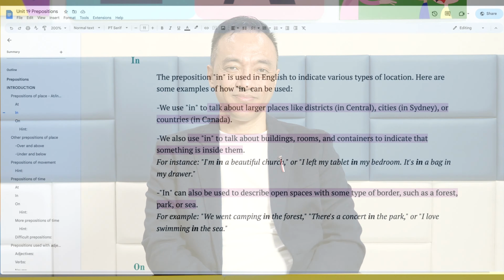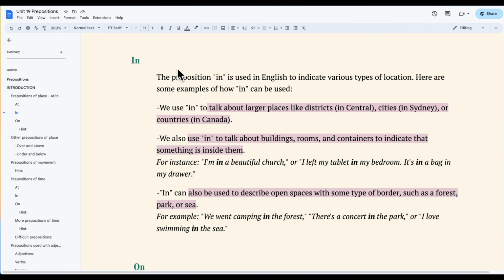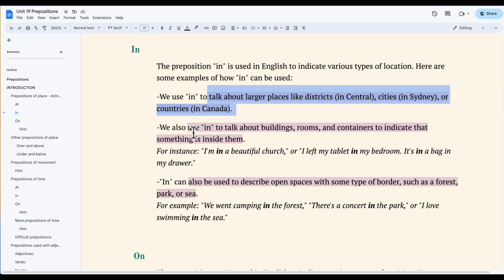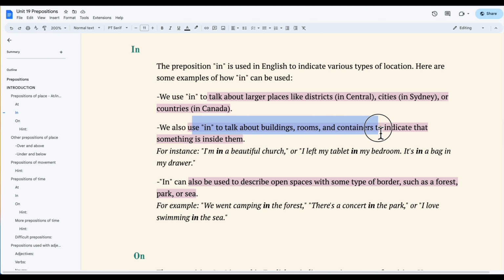The upcoming preposition that we're going to talk about is in. Let's take a look. In English, the preposition in is employed to indicate various types of locations. Here are some examples of its usage. We use in to discuss larger areas like districts, in Central; cities, in Sydney; or countries, in Canada. In is also utilized to describe the position of something inside buildings, rooms, or containers. For example, I'm in a beautiful church. Or, I left my tablet in my bedroom. It's in a bag in my drawer.